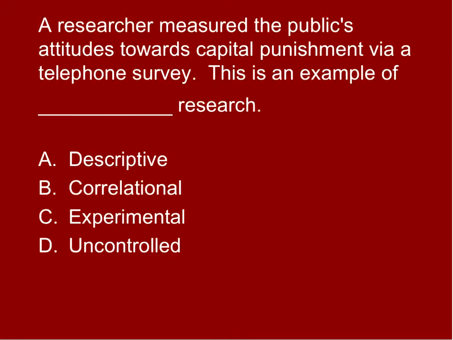So the question I have for you is this. A researcher measured the public's attitudes towards capital punishment via a telephone survey. What kind of research design is that an example of? Is that descriptive research, correlational research, experimental research, or uncontrolled research? Again, to answer, just roll over the little A, B, C, D up above the list of names there. I'll give you guys 30 or 40 seconds to work your way through that.